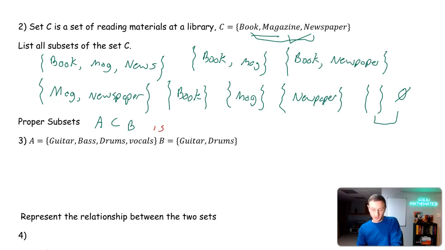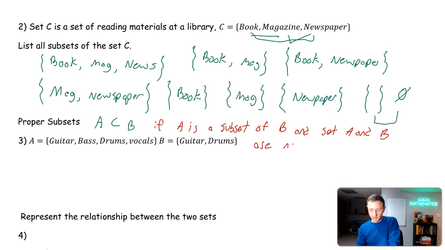If A is a subset of B and sets A and B are not equal, then it's a proper subset. A is a proper subset of B if A is a subset of B and sets A and B are not equal.